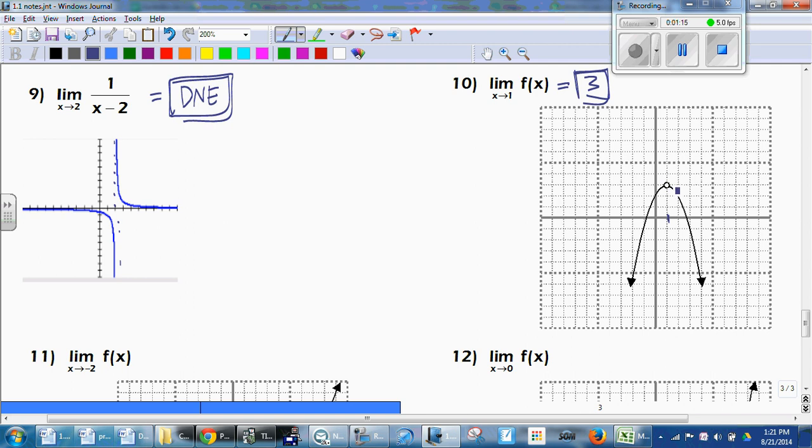Doesn't matter if we get there, there's a hole there, so it's not actually a point on the graph. As long as we're approaching the same thing from both sides, that's our limit.